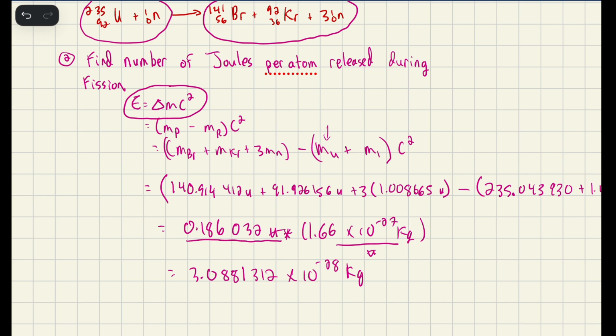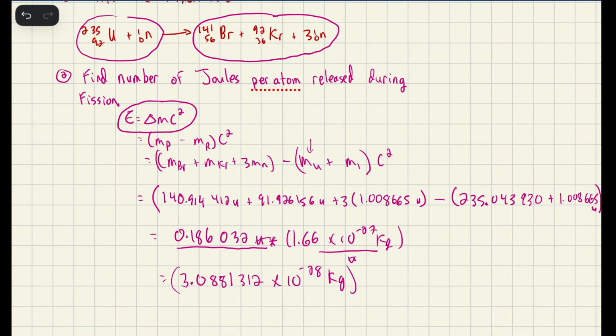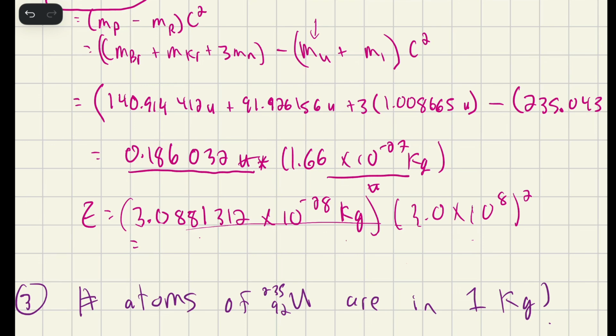And then in order to find how much energy has been released, we're going to multiply that by the speed of light squared. So I'm going to write E, and that's equal to 3.0 times 10 to the 8 meters per second, squared. When I plug that into my calculator, this gives us about 2.779318 times 10 to the negative 11 joules per atom.